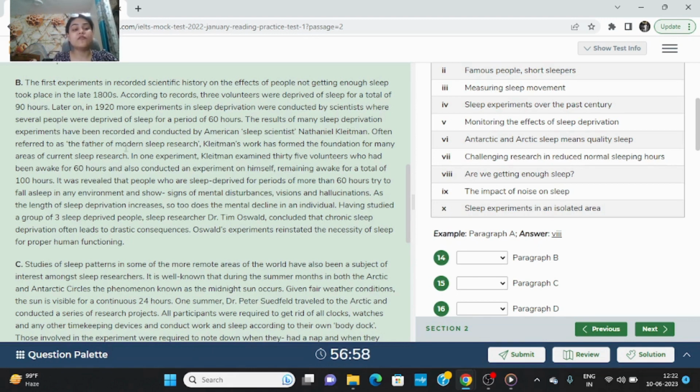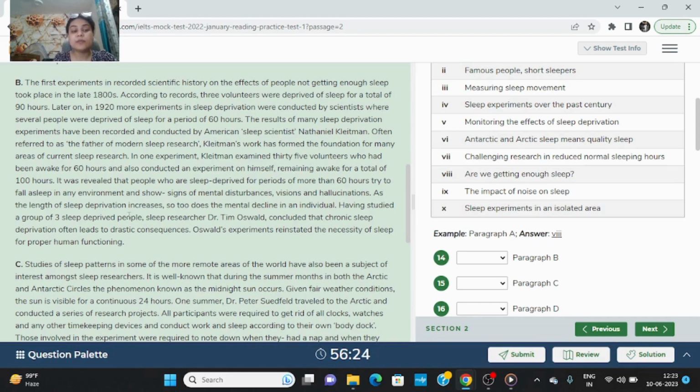Often referred to as the father of modern sleep research, Liebman's work has formed the foundation for many areas of current sleep research. In one experiment, Liebman examined 35 volunteers who had been awake for 60 hours and also conducted an experiment on himself, remaining awake for a total of 100 hours. It was revealed that people who are sleep deprived for a period of more than 60 hours try to fall asleep in any environment and show signs of mental disturbances, vision, and hallucinations.